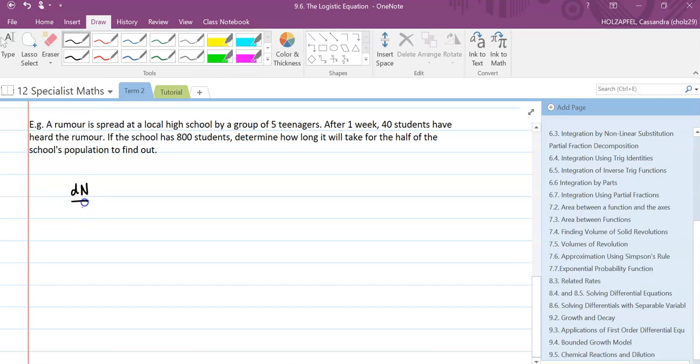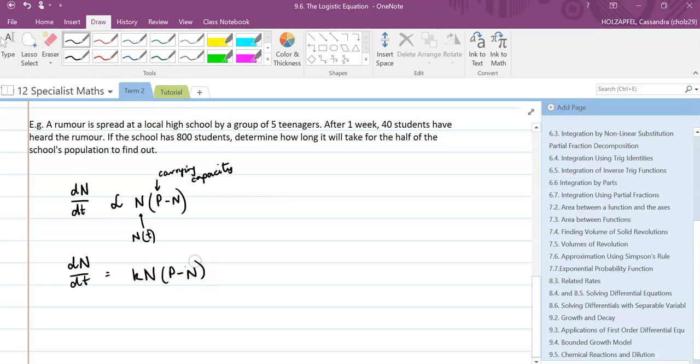So the rate of growth of this population of students who've heard the rumor is proportional to the number of students who've already heard the rumor multiplied by the remaining number of students. So this here, P, is going to be our carrying capacity, and this value for N is going to be our population at any time t. So we can rewrite this as dN/dt = kN(P - N). Now, we have some information here that we can substitute in, and in our particular situation, P is equal to 800.